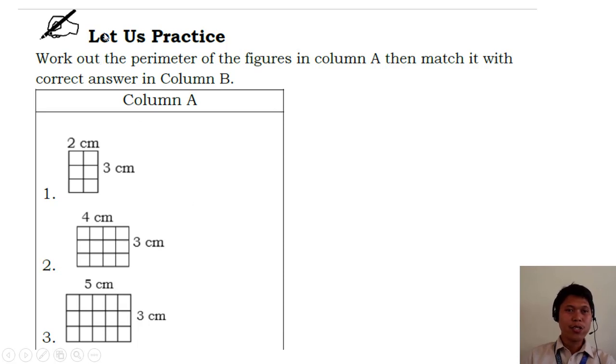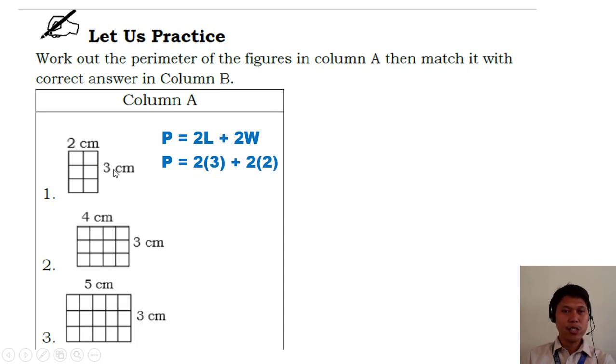So let's answer the Let Us Practice activity of your module. We have number 1, which is 2 by 3, number 2 is 4 by 3, and number 3 is 5 by 3 centimeters. All of them are rectangles. Then we proceed to number 1. We are going to use 2l plus 2w because this is a rectangle. Then 2 times the length, which is 3 centimeters, and the width is 2 centimeters.